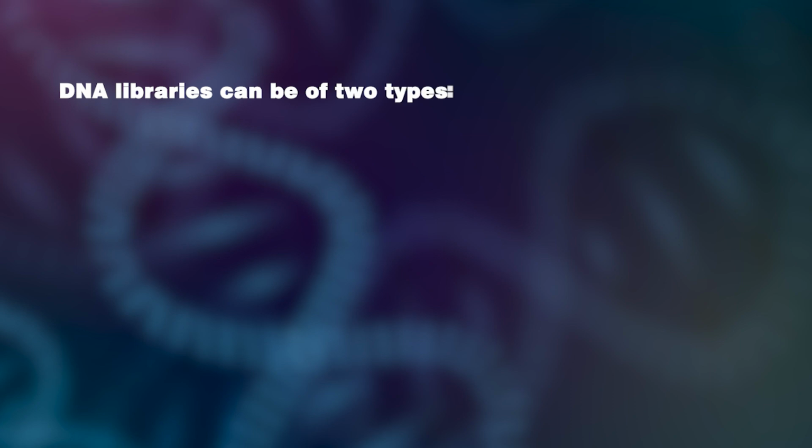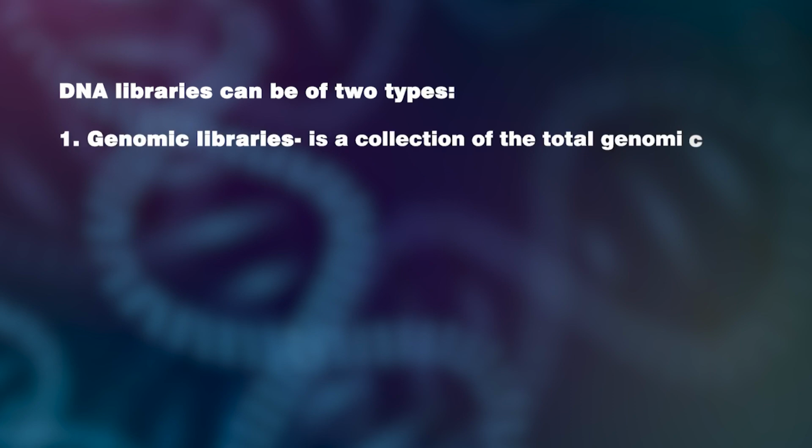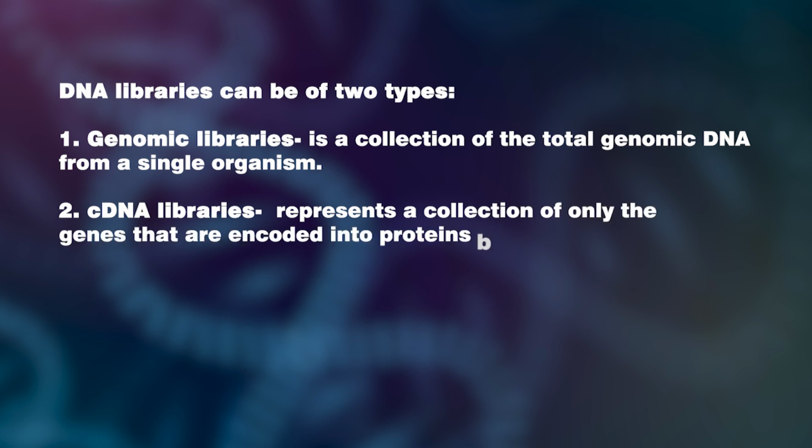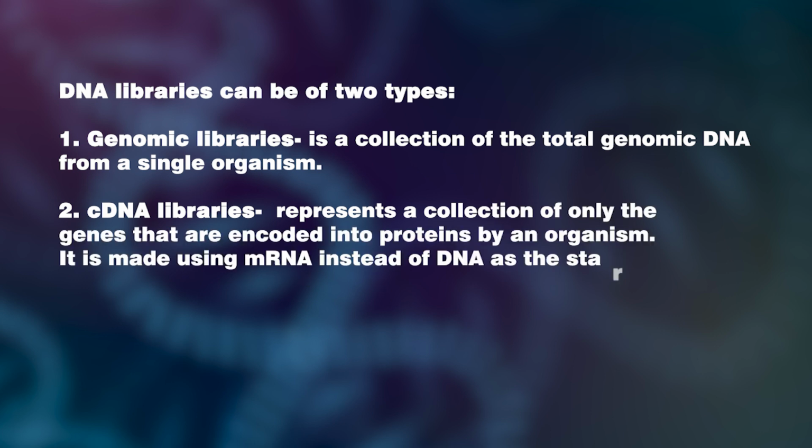Number 1, genomic DNA library. A genomic DNA library contains fragments of an organism's complete genome. It represents the entire genetic content of an organism and is useful for studying gene organization, identifying genes and conducting genomic analysis.